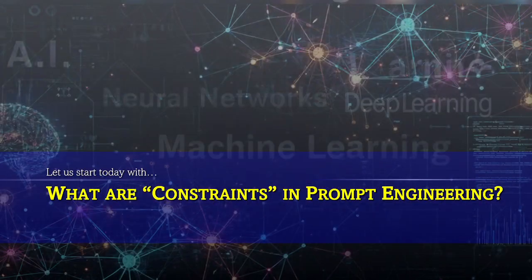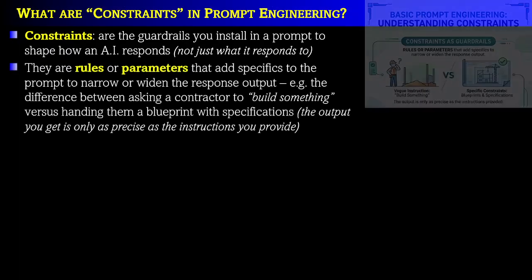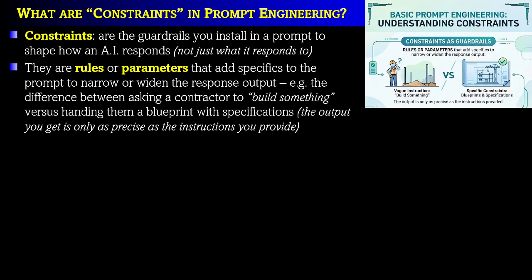Okay, so let's start with the beginning question. What are constraints in prompt engineering? So, constraints are the guardrails. You install those in a prompt, or you write those into a prompt to shape how the AI responds, not just what it responds to, but giving it some limits.